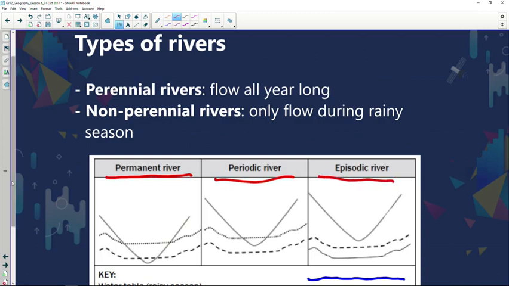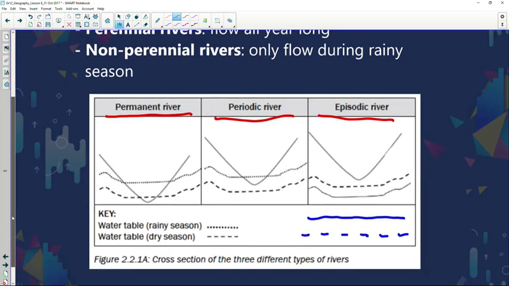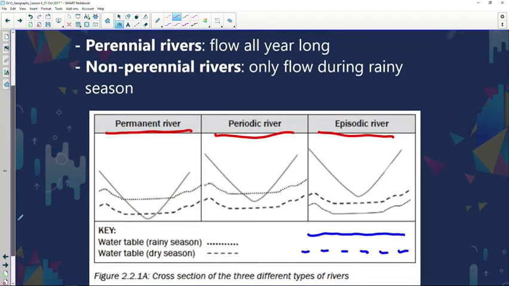And I'm even going to throw in another river, and we do find one in South Africa, and that's the exotic river, but I'll get to that now. Now, a permanent river is basically a perennial river. It flows all year long. It means it's always got water inside the water channel. A very good example of a river like that is the Vaal River.